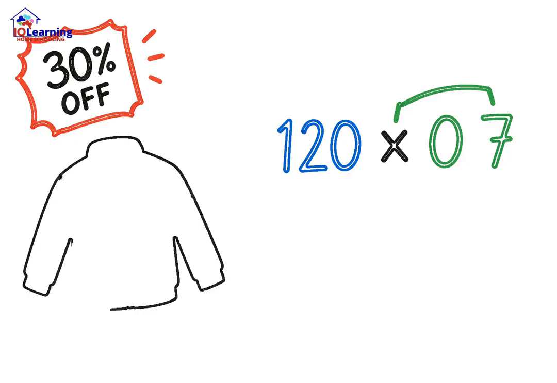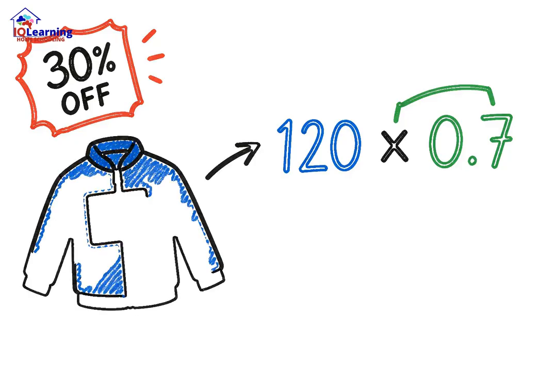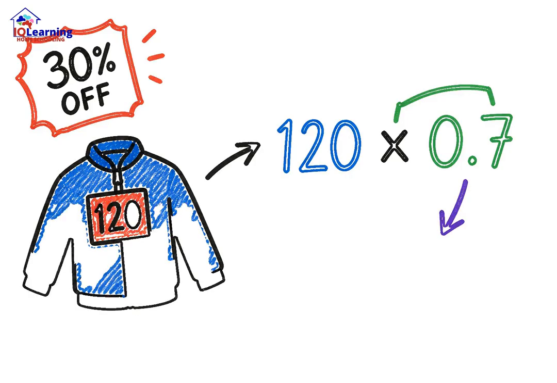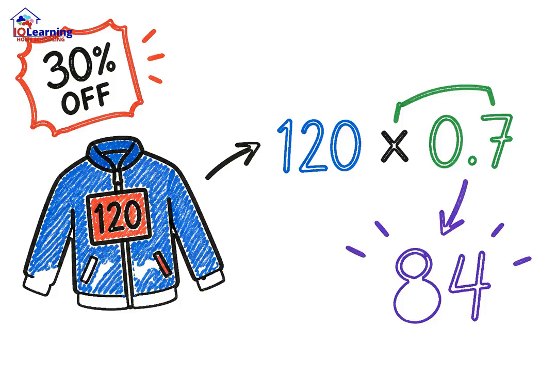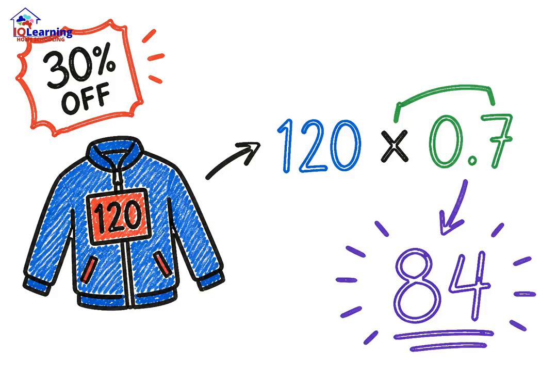The pros don't think about the 30% you're saving. They think about the 70% you're still paying. So they just multiply 120 by 0.7. The answer, $84, appears instantly. This is the multiplier method.